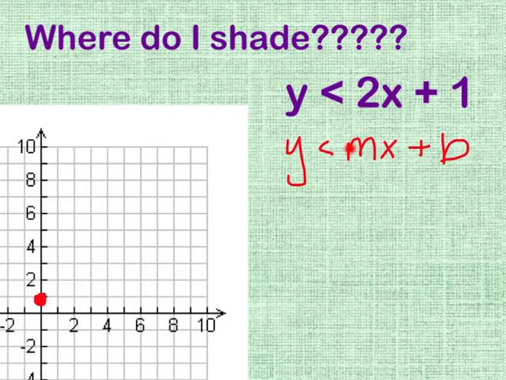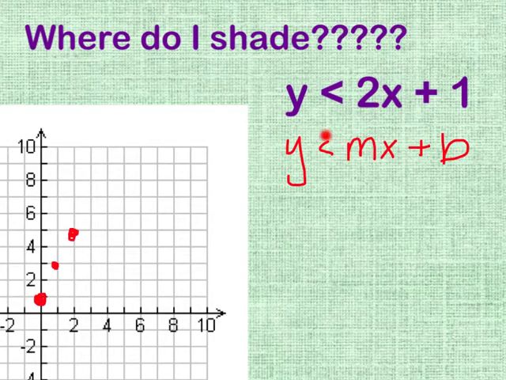My m, or my slope, is 2. Remember, slope is rise over run, so that's like 2 over 1. So I'm going to go up 2 to the right 1, up 2 to the right 1, and I'll plot my points there.